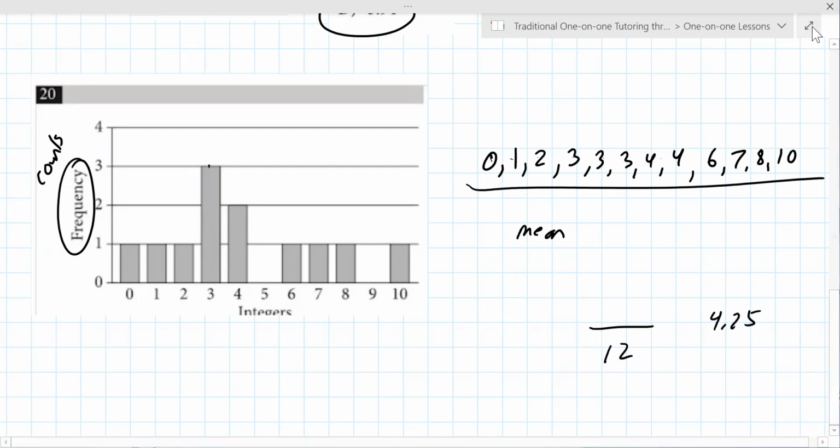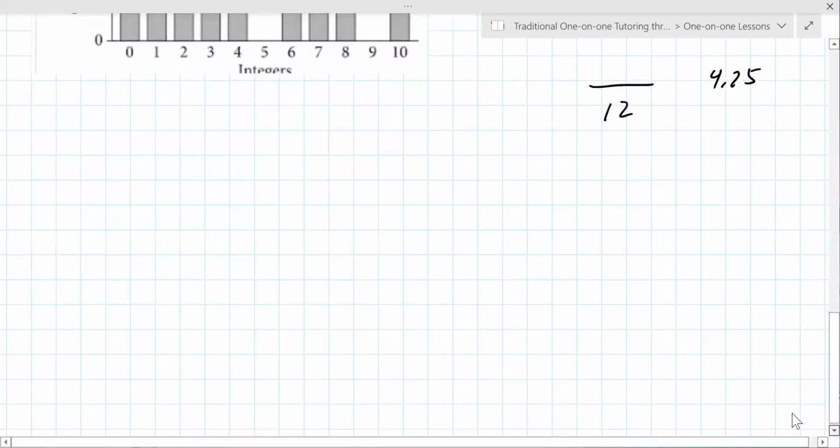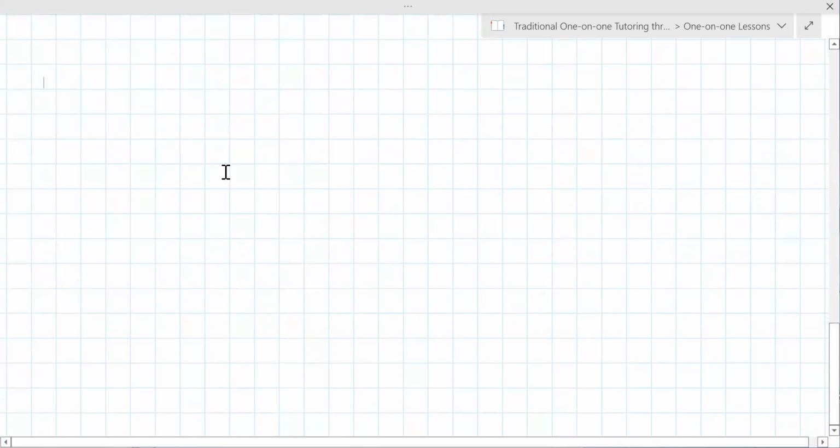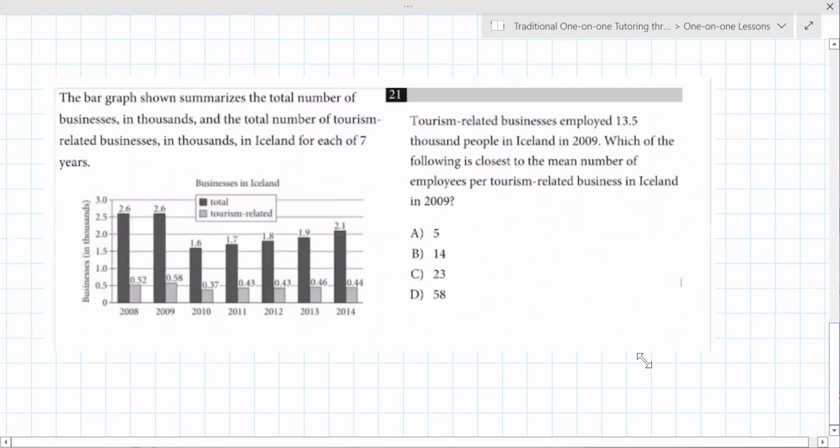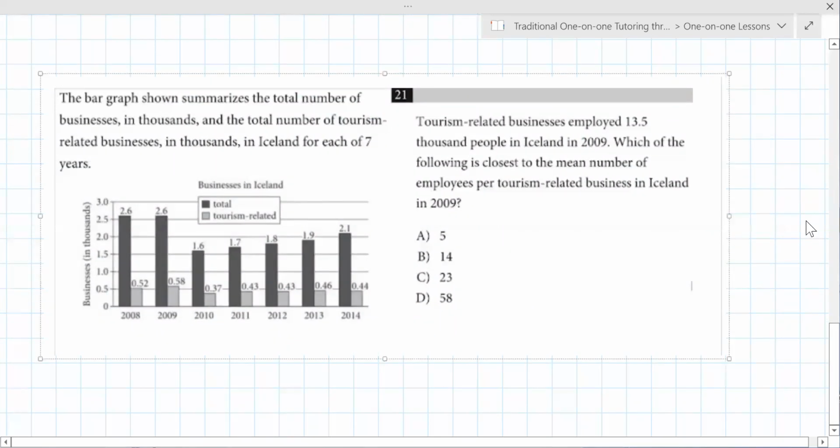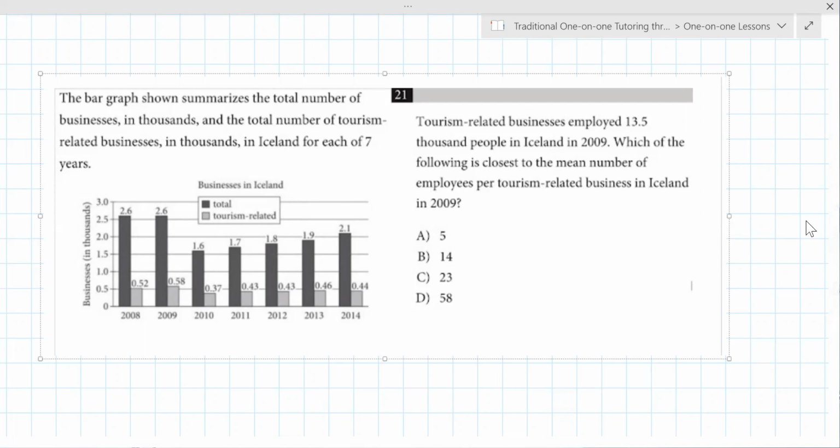Okay, so what I've been sort of prepping you for is a full question, and I'll just throw it out. You can take a minute or two to see what you think. All right. That's a lot of words. Yes. Tourism business employed 13.5 thousand people.